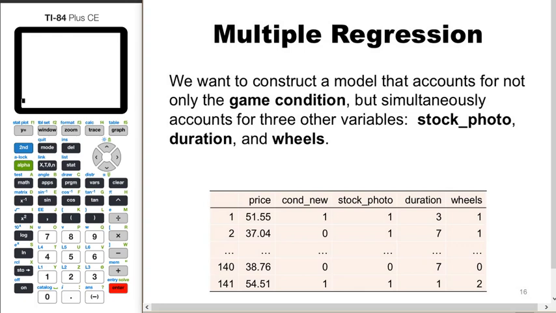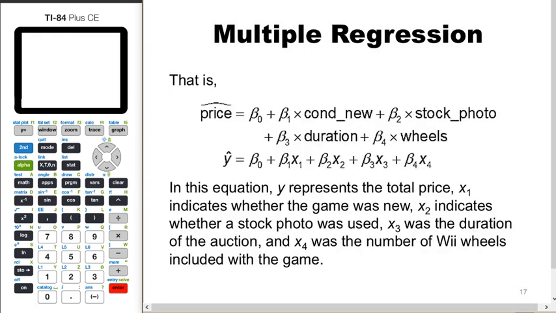What that means in terms of our model is that it's now going to look a little more complicated. Our prediction for price, we still have an intercept, but we have a slope that goes with condition new, another slope that goes with stock photo, another slope that goes with duration, and another slope that goes with wheels. The simplest way of writing it is y hat is beta 0 plus beta 1 x1 plus beta 2 x2 plus beta 3 x3 plus beta 4 x4.